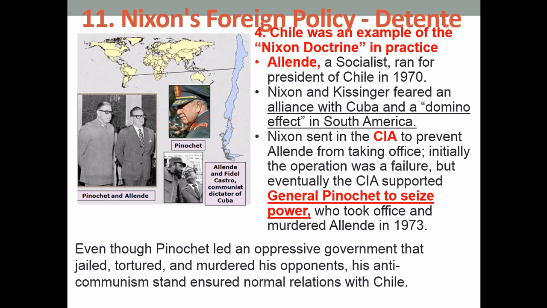Now again, not new. Kennedy did it, right? We know that these kinds of things happened frequently, but now it's a policy, right? So initially the operation was a failure, but eventually the CIA supported a military dictator, a general in the Chilean military called Pinochet. So General Pinochet was able, in the chaos of preventing Allende from seeking office, General Pinochet seized power and took control of the executive branch of Chile, and then murdered Allende. And if you're thinking, hey, that sounds like Mexico, yeah.